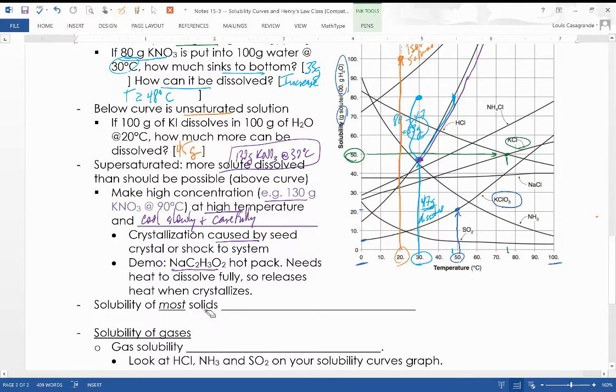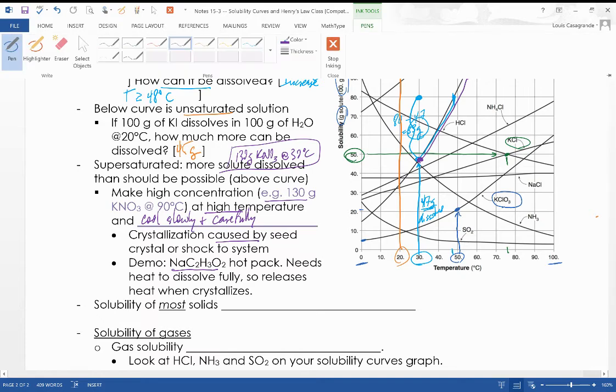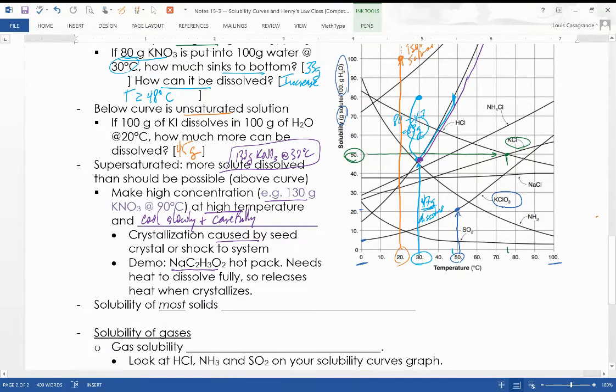And so, actually, let's change colors. What color haven't I used yet? Go to red. So the solubility of most solids will increase as the temperature increases. And you can see that for practically everything. Even sodium chloride does have a slight increase in solubility as the temperature increases.